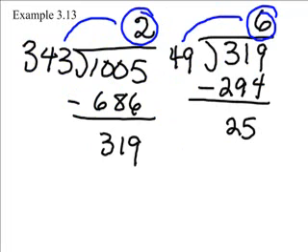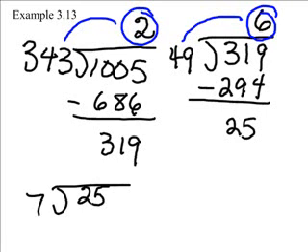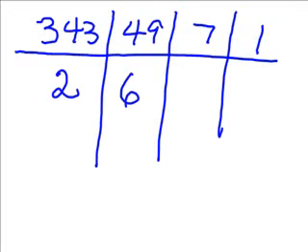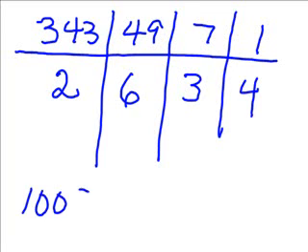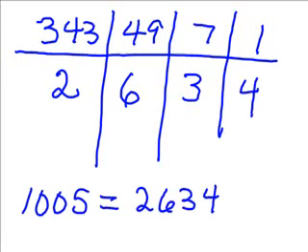Okay, looking at the remainder of 25, I now want to know how many times 7 divides into 25. 7 divides into 25 3 times with a remainder of 4, and we can then by inspection determine that there are 4 ones contained in 4. So the next two numbers that we need to put in here are the 3 7s that we found and then the 4 ones. So we have 1005 in base 10 is equal to 2634 in base 7.